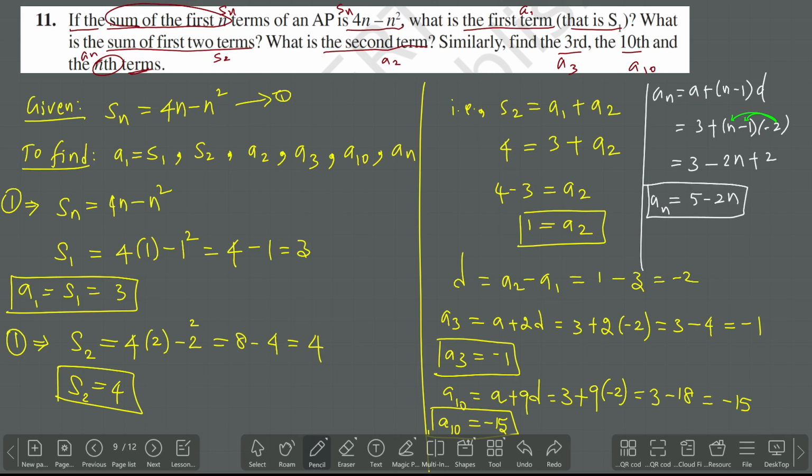This is the trial and error method, the normal one which we know. Understand? But what I said first: if you do Sn minus Sn minus 1, first itself you will get this. Then when you apply 1 as the n value, you will get A1. When I apply 2, you will get A2. When I apply 3, you will get A3. When I apply 10, you will get A10. That's it, very easily you can complete. But not a problem, this is also okay, no? This is enough.